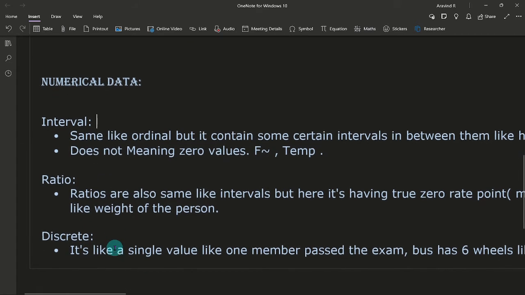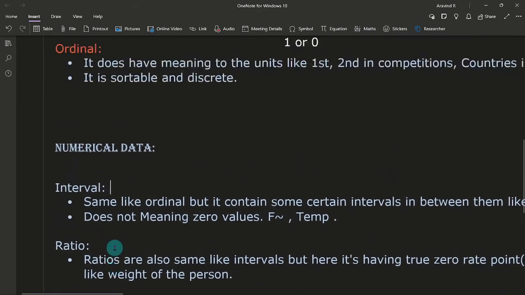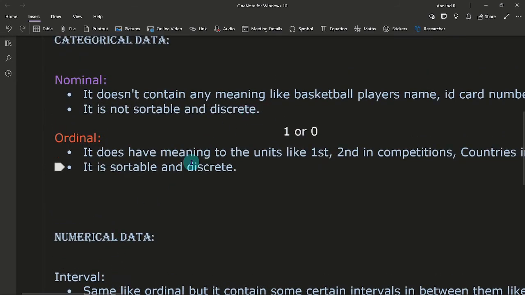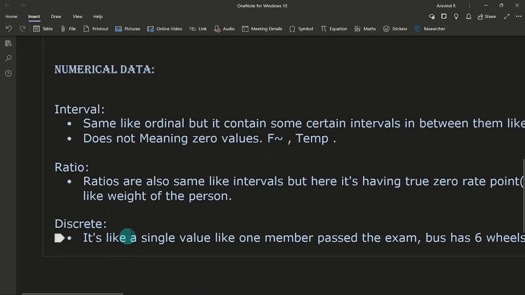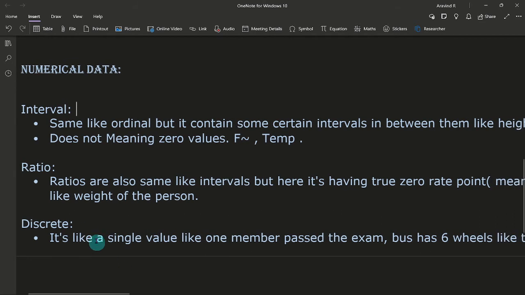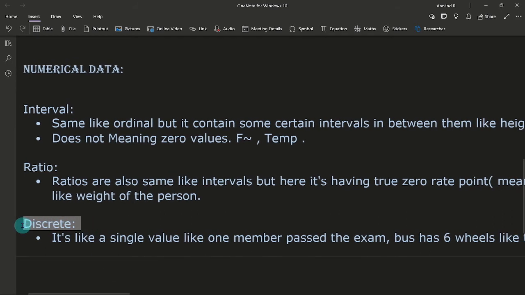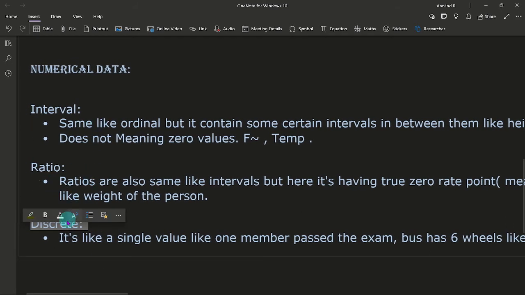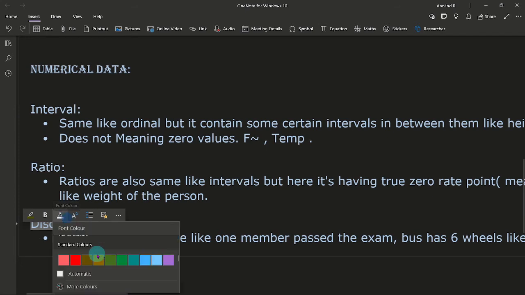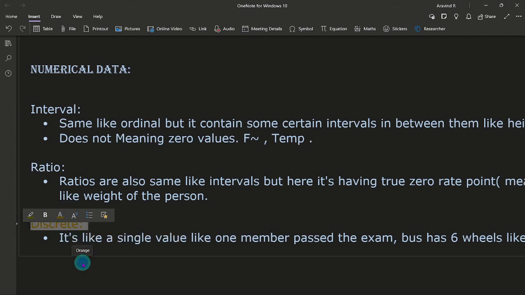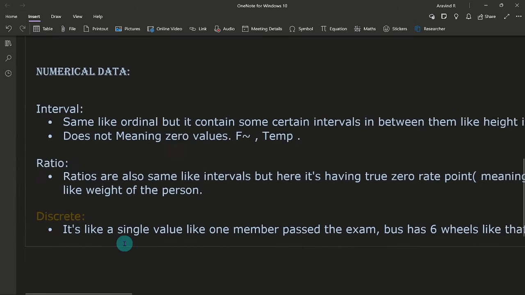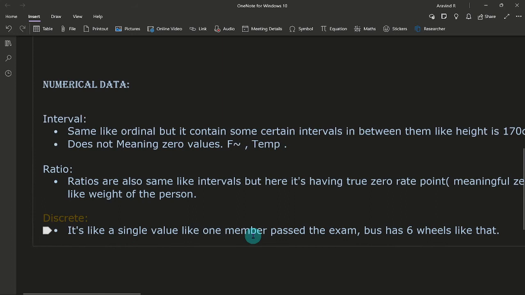First I will go to discrete. So here is the discrete coming here. First I will tell what is discrete here. Okay, first we will interpret this discrete, and then we will interpret ratio as well. So this is the discrete data type. First, I will look at the example.